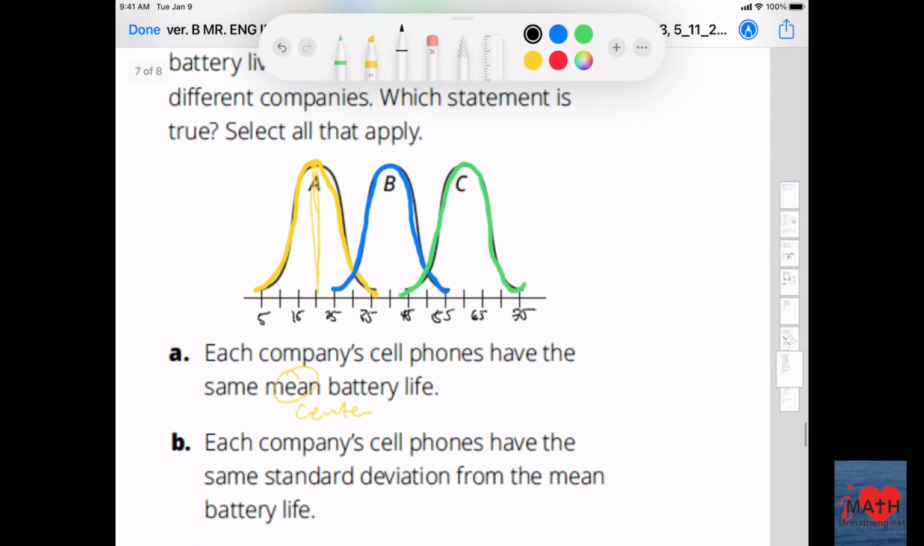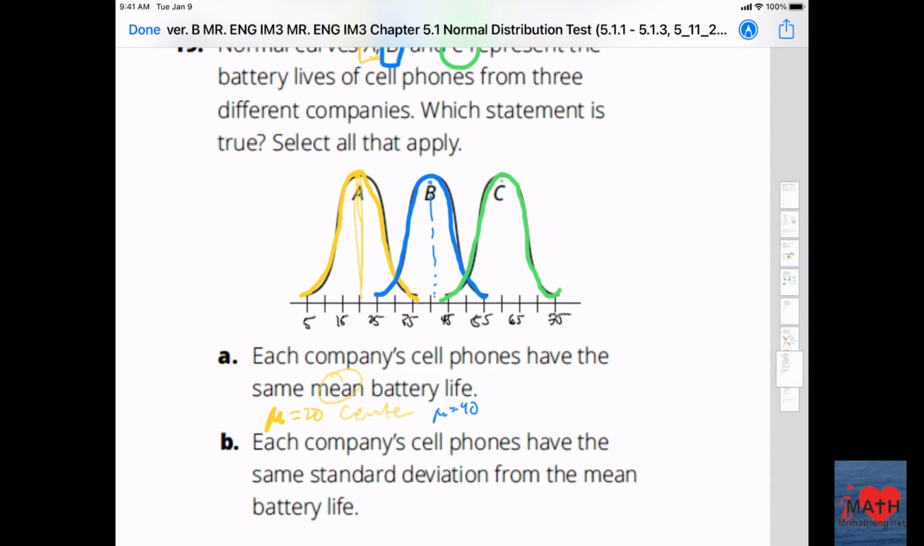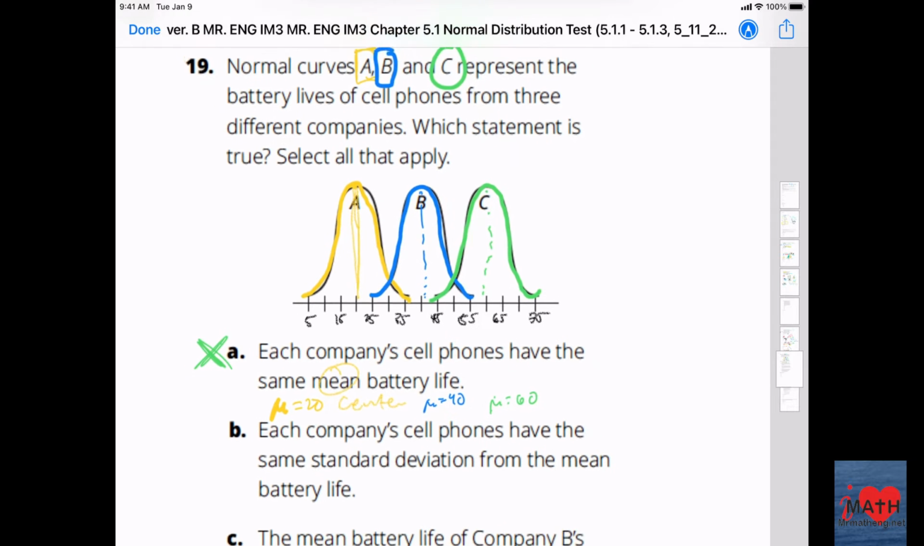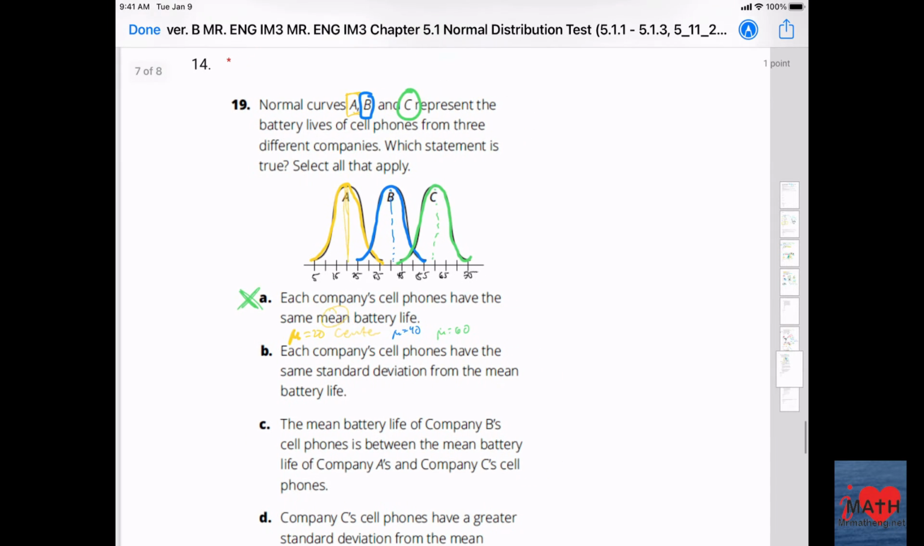So let's just say the mean for the yellow is 20. And let's say the blue, something like that, we're just close. We're saying it's 40. In green, the center would be 60. So are those all the same number? The answer would be what? No. That would not be true. Okay, B. Each company's cell phones have the same standard deviation from the mean battery life. All right.